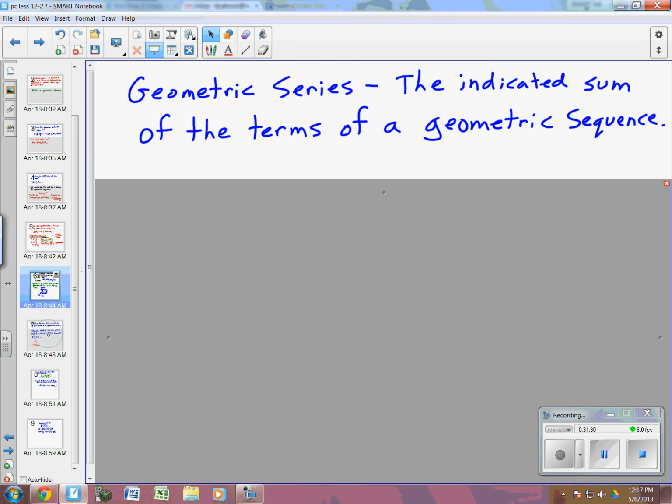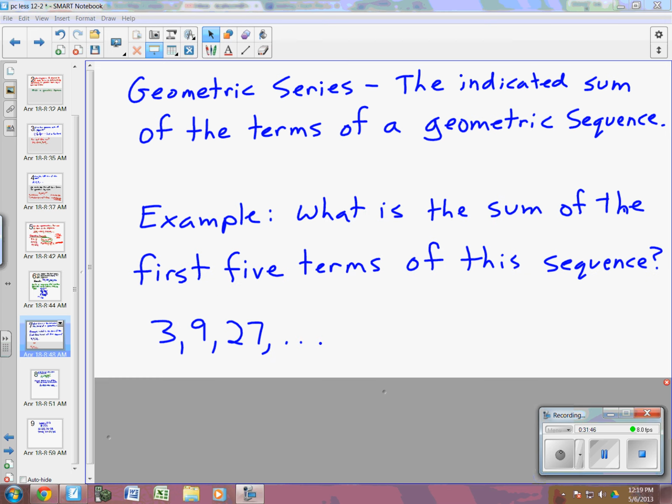Okay, here's the next slide. A geometric series. Okay, what is a series? A series is just a geometric sequence in which you find the sum of the terms. So the indicated sum of the terms of a geometric sequence. I'm going to pause it for a second. Okay, so example, what is the sum of the first 5 terms of this sequence?